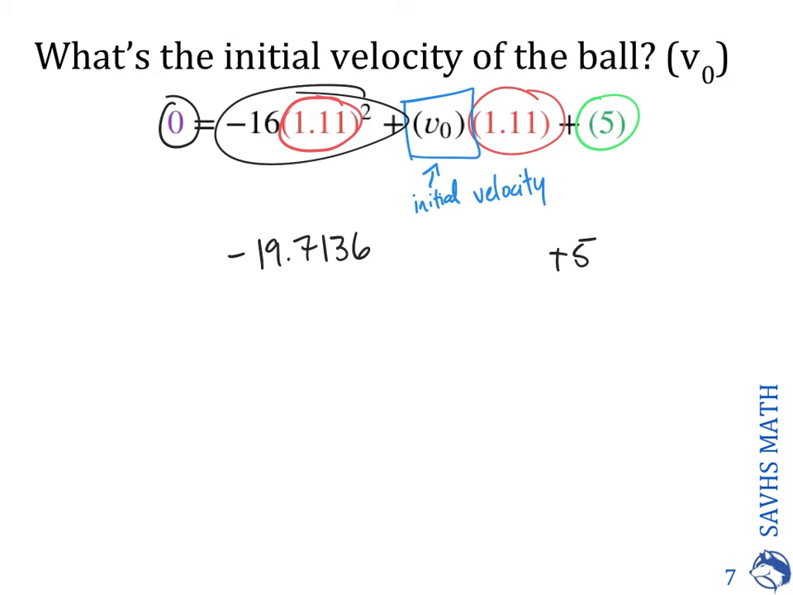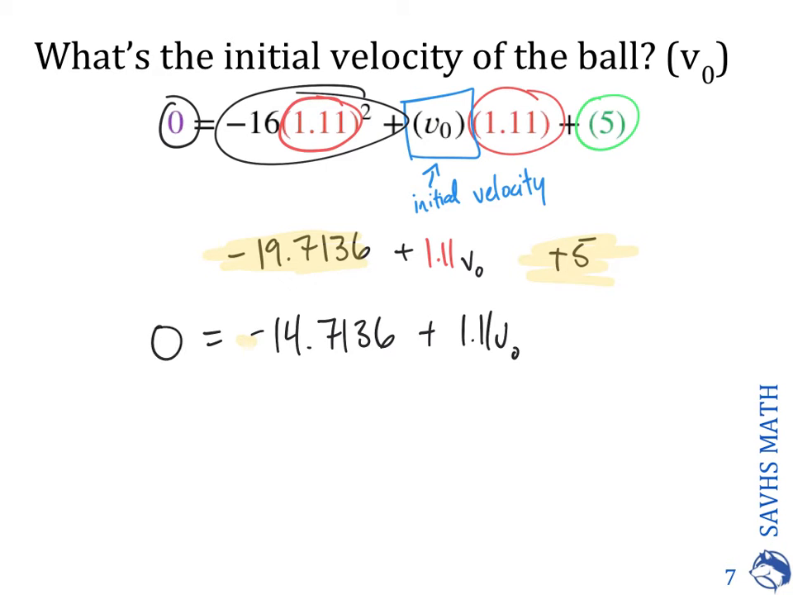And then I'm going to rewrite. I'm going to write 1.11 v naught though. Okay, so this is what I have. My like terms now are this, this, and this. So I can add those together, and I get negative 14.7136 plus 1.11 v naught equals 0. Okay, so then I need to solve for v naught.